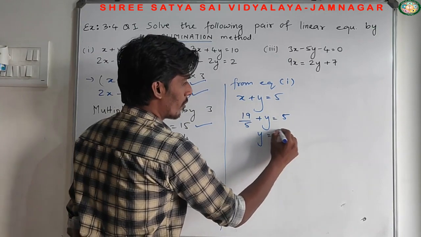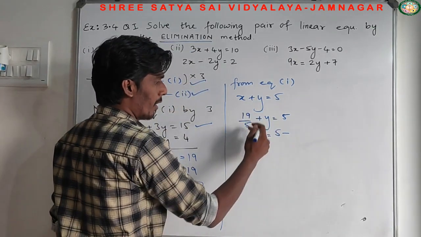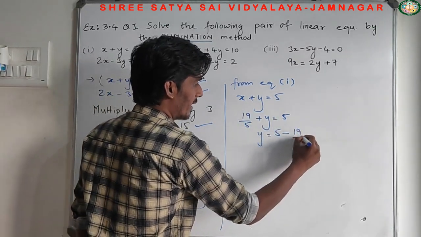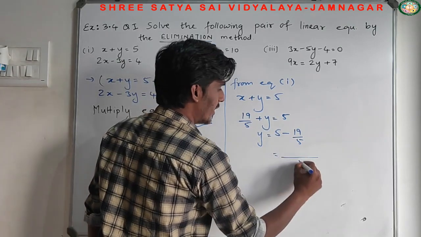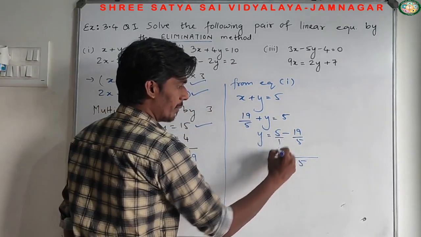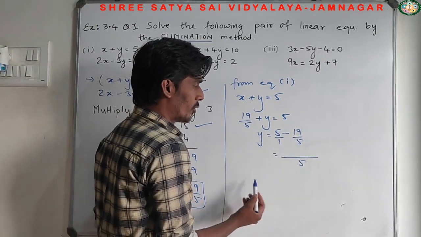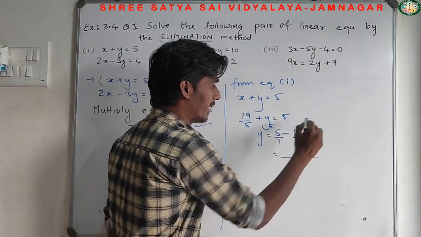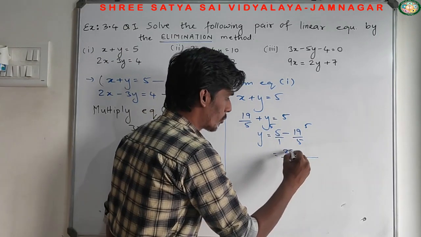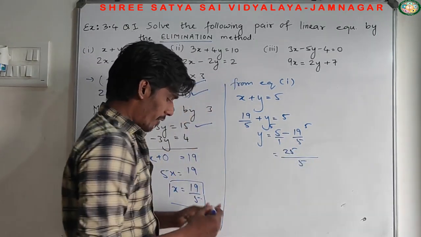y equals 5 minus 19 by 5, we will move that to the other side. 19 upon 5. What is the LCM? Nothing is there under 5, means 1. LCM क्या मिला? 5. So 5 will multiply both fractions, here also and here also. 5 times 5 is 25. 5 will cancel this.